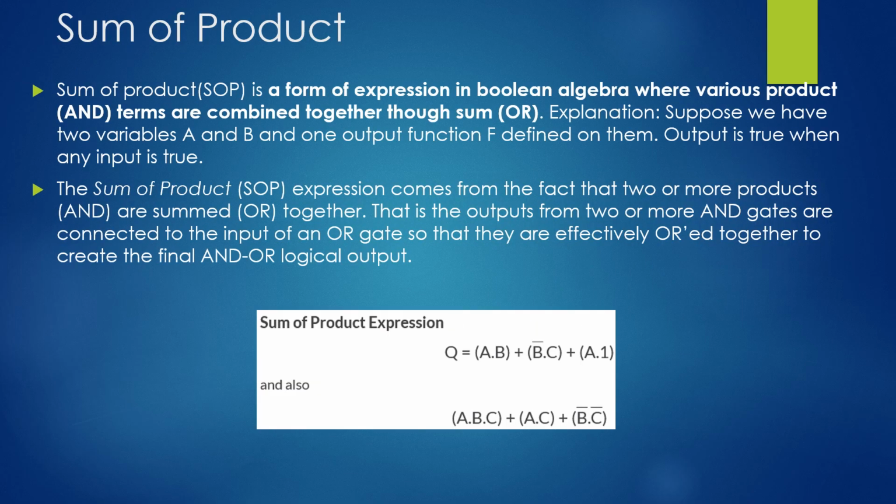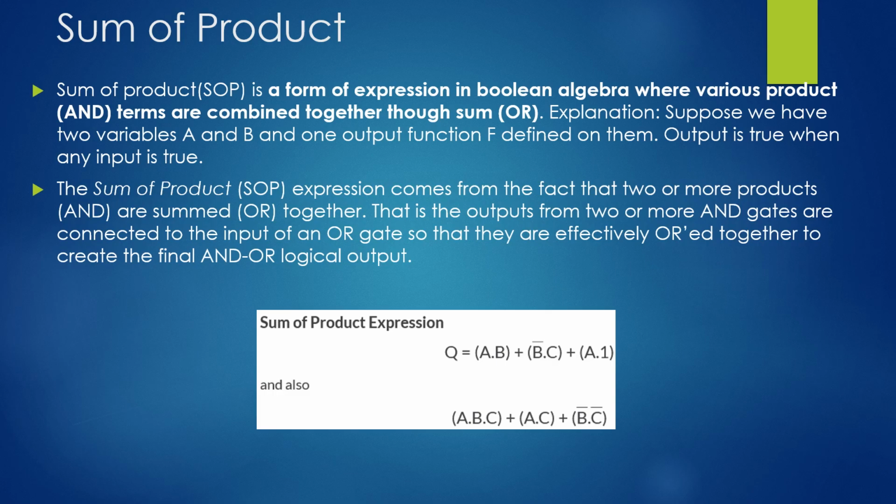First one is sum of product. It's a form of expression in Boolean algebra where various product terms are combined together through sum, or OR. Suppose we have two variables A and B and one output function F defined on them. Output is true when any input is true. The SOP expression comes from the fact that two or more products are summed together. Sum means OR form, and we know very well about the OR gate. Yes, that is the logical idea of sum of product.